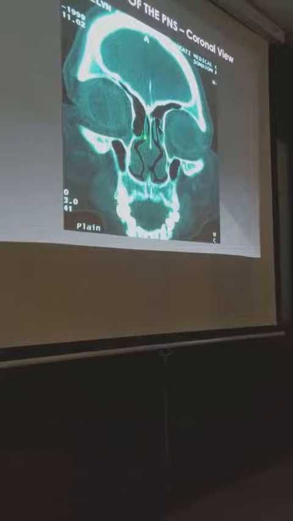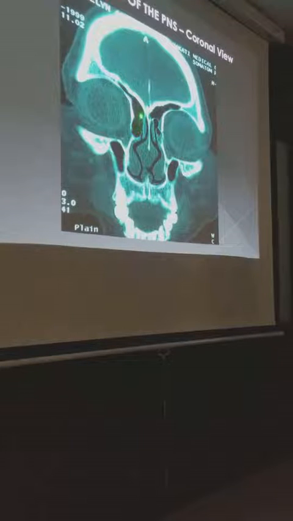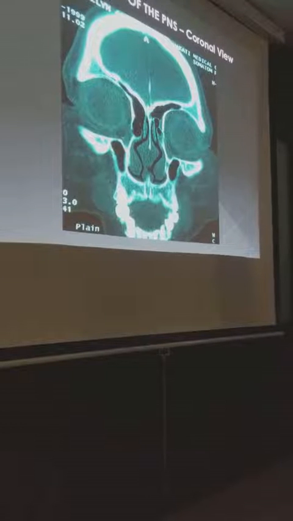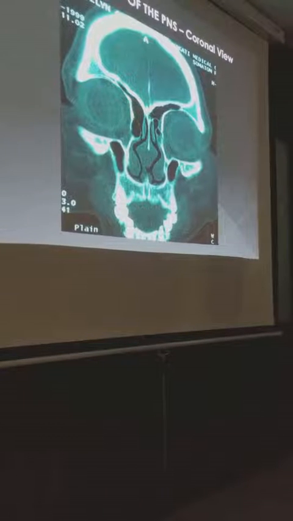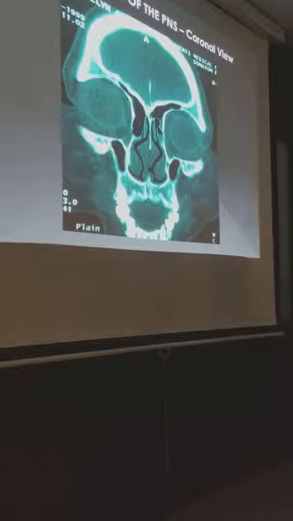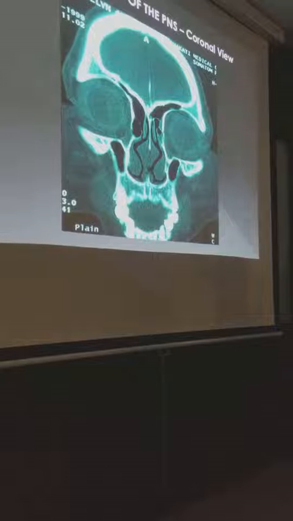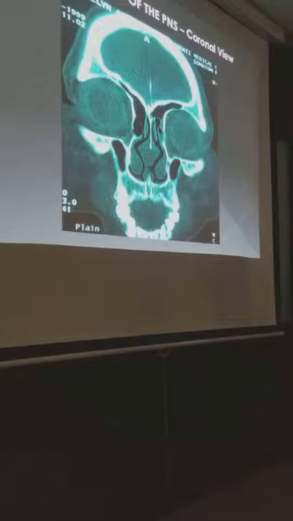Okay? Uncinate process right here. And then superiorly, so if this is the agger nasi, what would be the space above the agger nasi? Frontal. It will be the frontal recess, frontal sinus ostium complex. The frontal sinus outflow tract. Diba? Remember, the frontal sinus outflow tract is described as what? Hourglass shaped. Diba? The upper flare of the hourglass corresponds to the sinus. The waist corresponds to the ostium. The lower flare corresponds to the frontal recess.